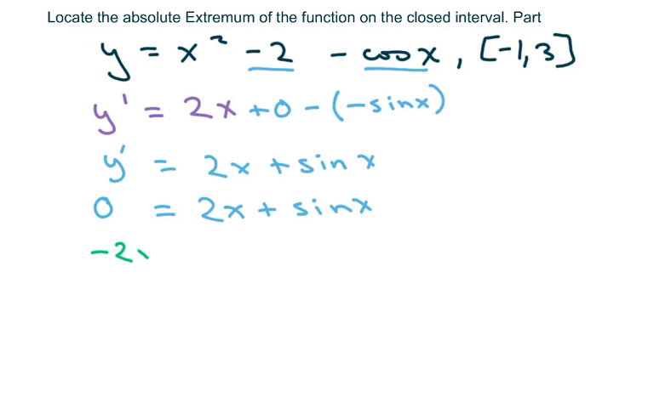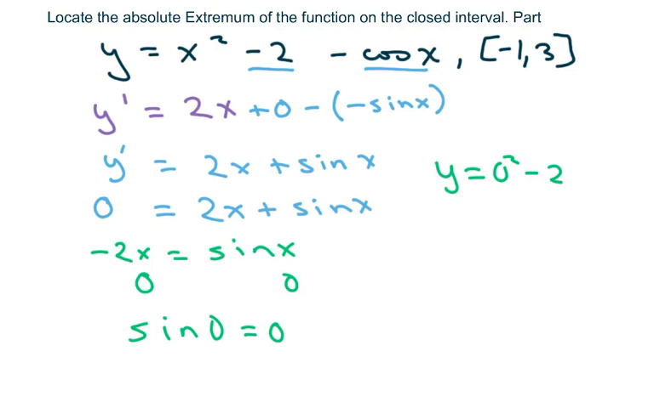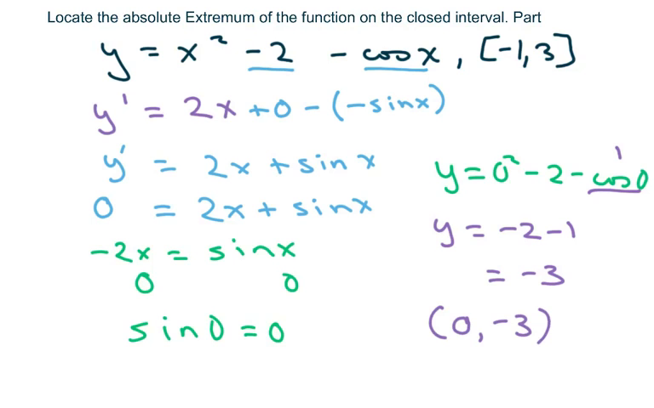Or you could write negative 2x equals sine of x, and the only way this could happen is if x is 0, because sine of 0 equals 0. So when I plug 0 back into my original equation, I'm going to get y equals 0 squared minus 2 minus cosine of 0. Well, cosine of 0 is just 1, so y would be negative 2 minus 1, which equals negative 3. So our critical number is at (0, -3).